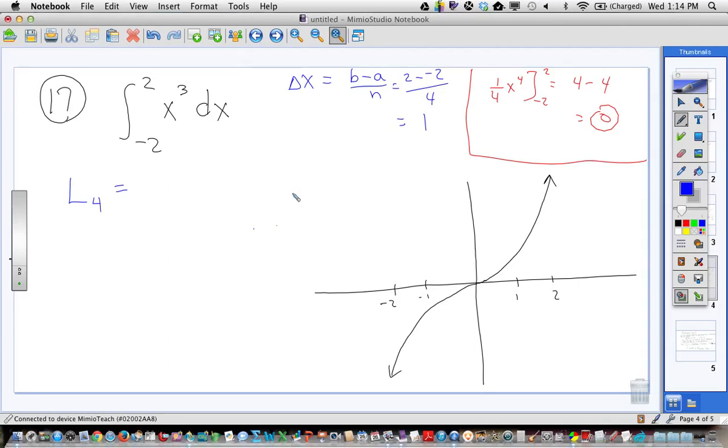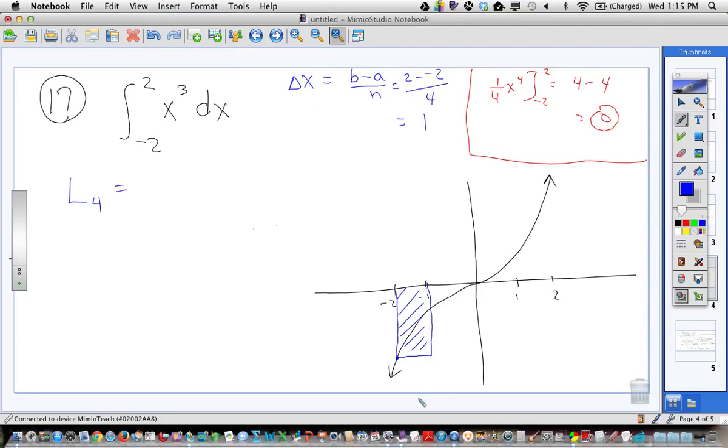Okay, so we're going to go to the first left edge, which is at -2, and we're going to go down to the curve, and we're going to draw a cross, 1 width, and we're going to go up, and there is 1 left rectangle for that curve.